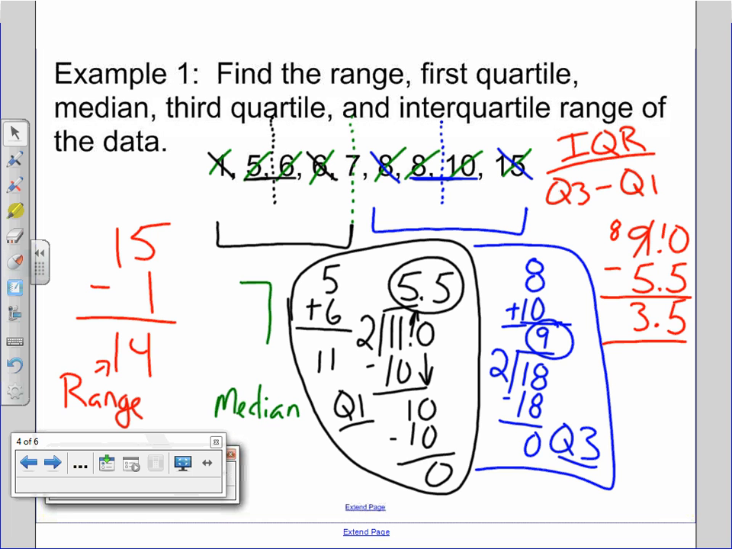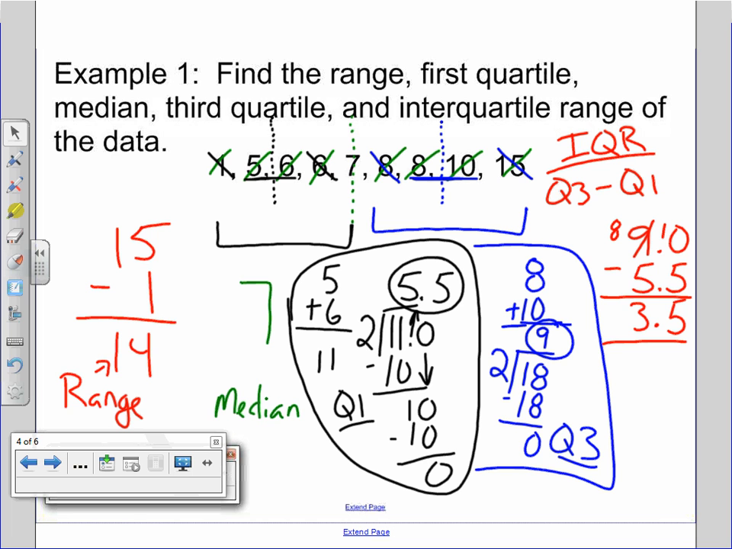A lot of numbers there. Here's what all this stuff is telling me. The range, 14, tells me that the numbers are spread out between 14 numbers. There's 14 numbers between the highest and the lowest. Tells me how spread out they are. The median, just like it did before, tells me the very middle number. Q1 and Q3: Q1 tells me the middle of the first half of the data, and Q3 the middle of the second half of the data.